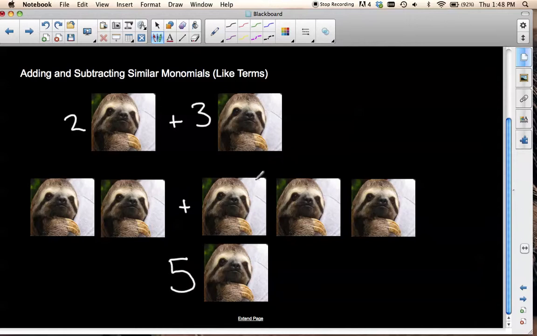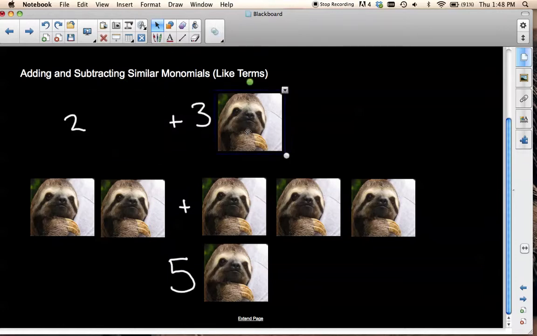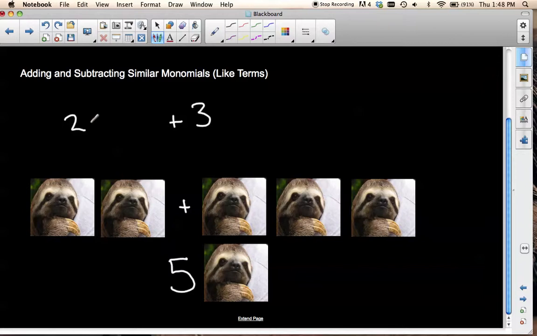Now all this is to show you guys that we were able to add these together because they were similar. They were all sloths. That's all that adding and subtracting monomials is. Okay? So if we were to go in, instead of having sloths, if we were to replace these sloths with a variable, let's say x.